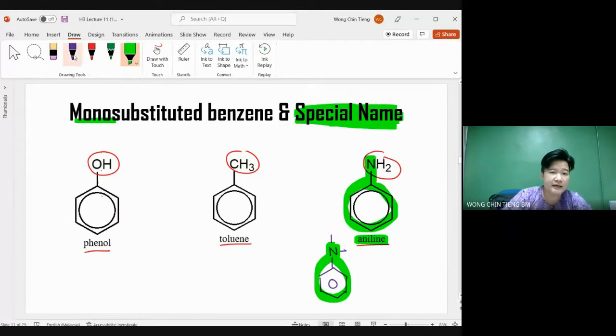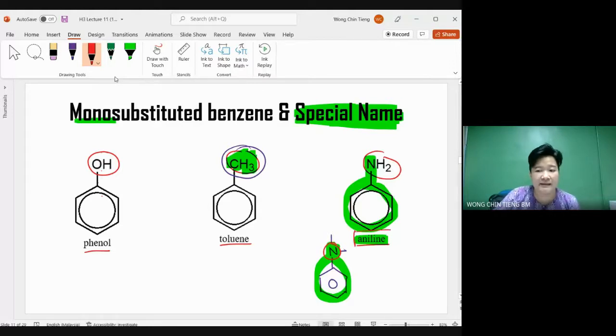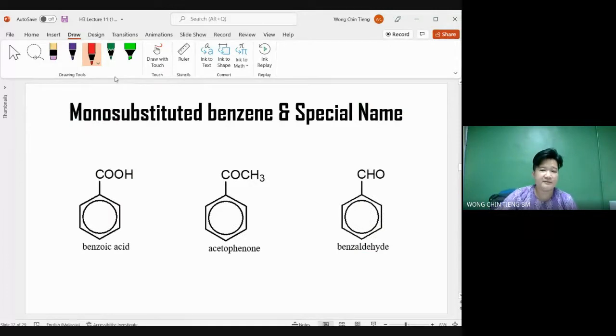Tapi toluene lain. Toluene mesti adalah CH3. Carbon lain kita tak kira sebagai toluene. Okay, so aniline, make sure we are talking about the N only. We are not talking about the NH2. The N directly bonded to the benzene ring, that is your aniline nama dia. Okay, special name. Next. When you have your benzoic acid, apa maksud benzoic acid?